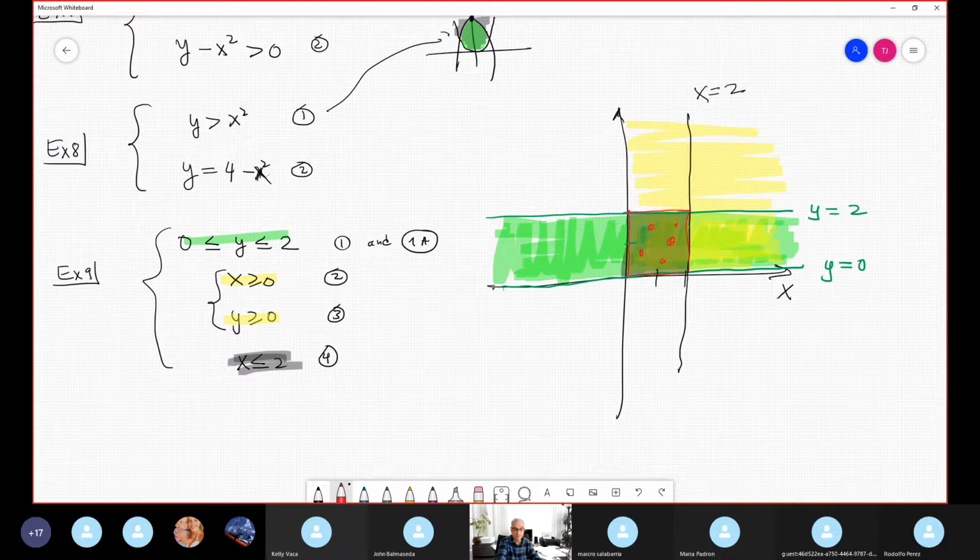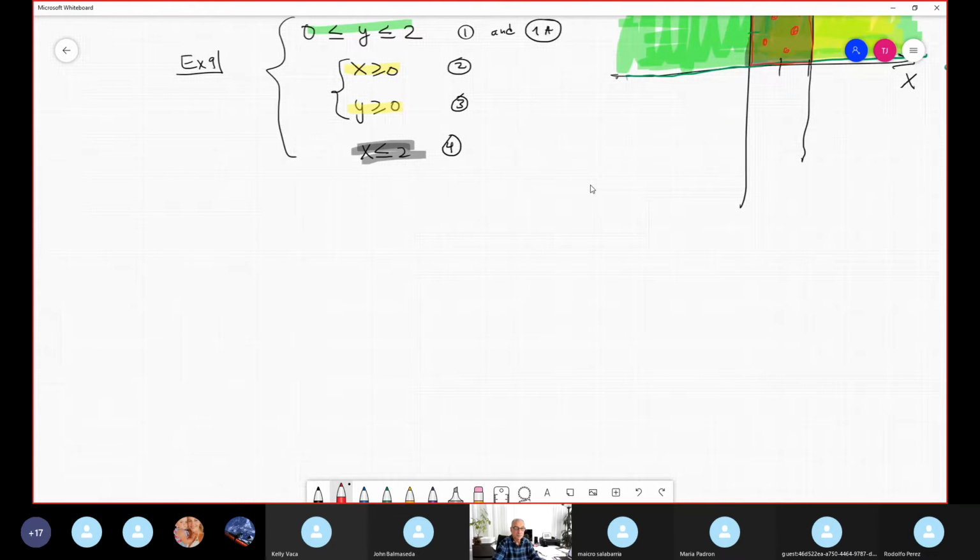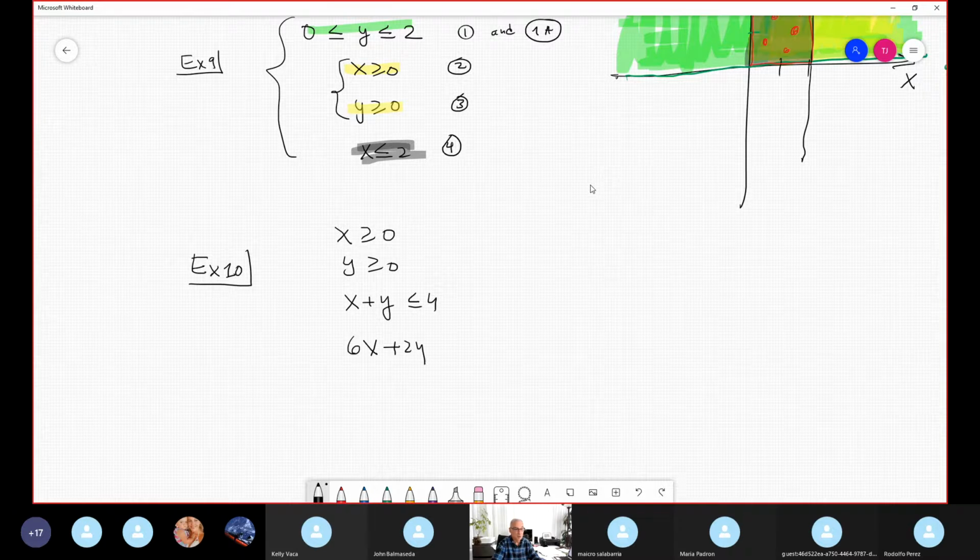And the last one, number 10, is x greater than or equal to 0, y greater than or equal to 0, x plus y less than or equal to 4, and 6x plus 2y less than or equal to 12. Inequality 1, inequality 2, inequality 3, inequality 4. Four inequalities.